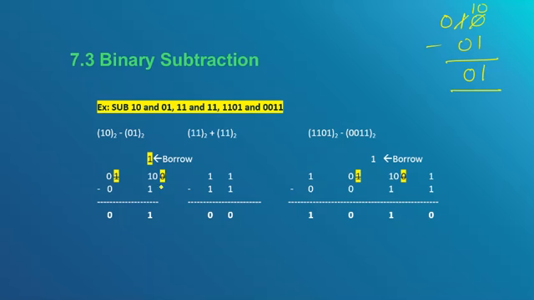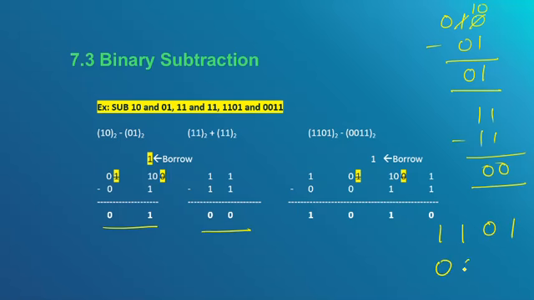So the previous 0 is struck out here and it becomes 10, and you subtract over here. Similarly, 1111, I am subtracting it. If you subtract, it will become 00. So the answer is 00 over here. Now the next example: I am going to subtract 1101 with 0011.